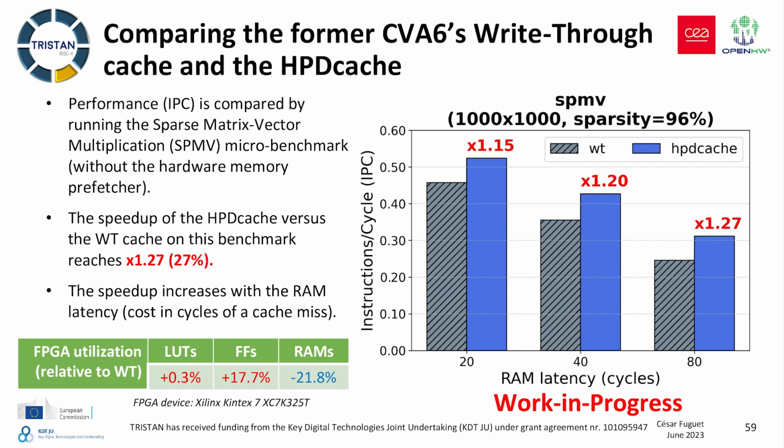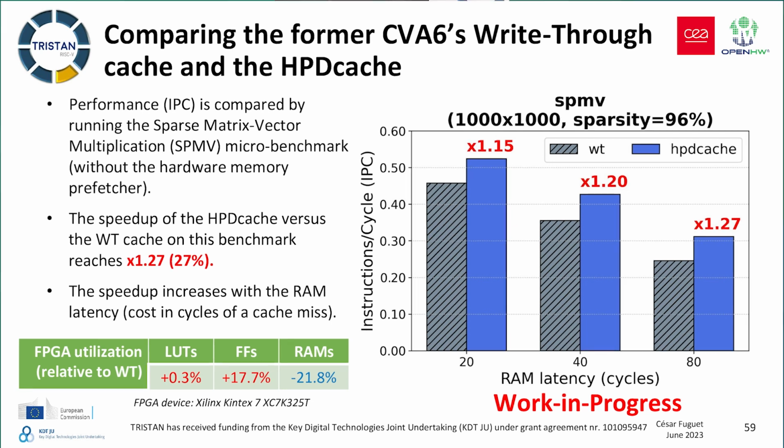I'm running the application three different times: one with 20 cycles to access the external memory, the second with 40 cycles, and the third with 80 cycles. On the y-axis, you have the instructions per cycle of the core. As we can see, we have 15% better performance than the original cache with 20 cycles, 20% with 40 cycles, and 27% better speedup with 80 cycles.